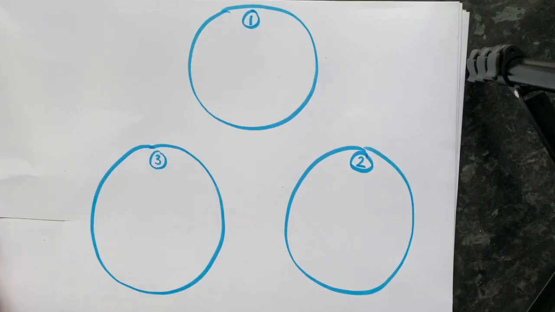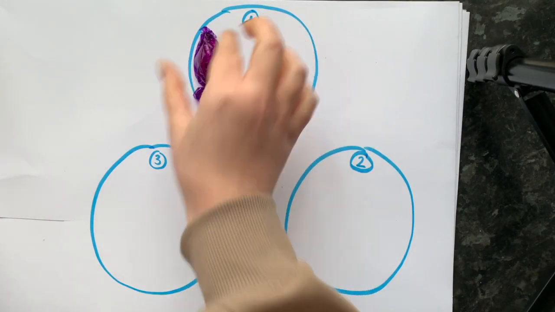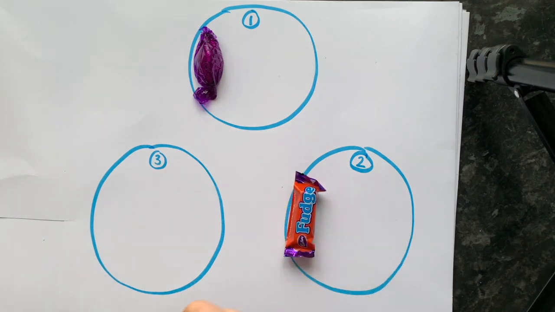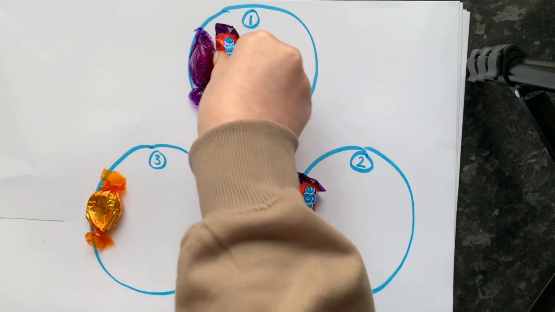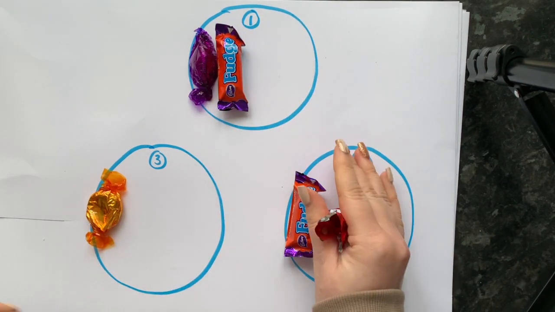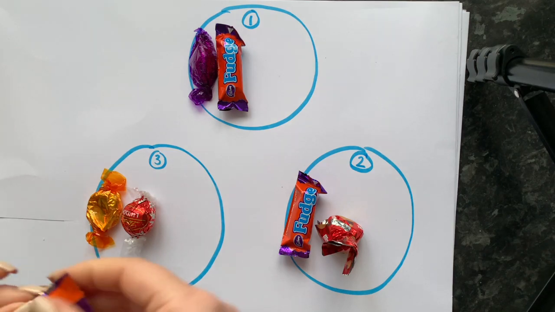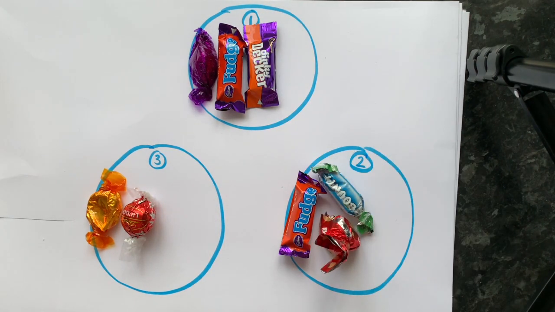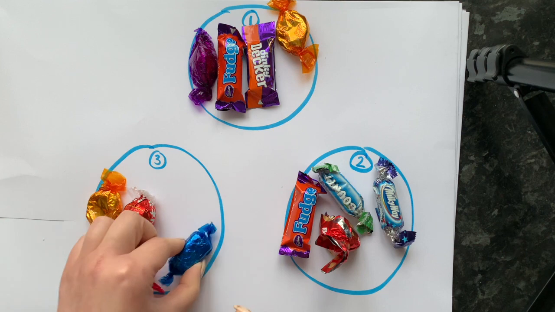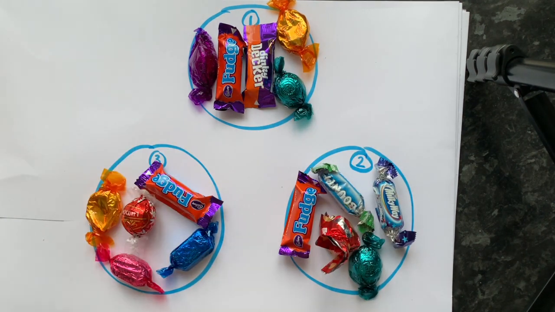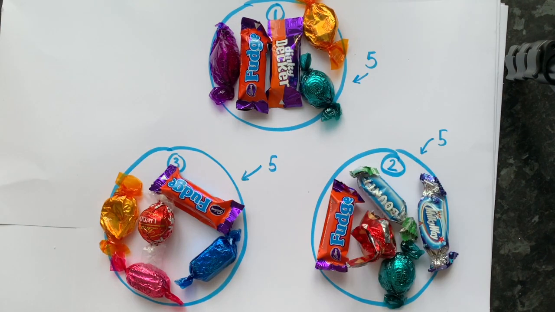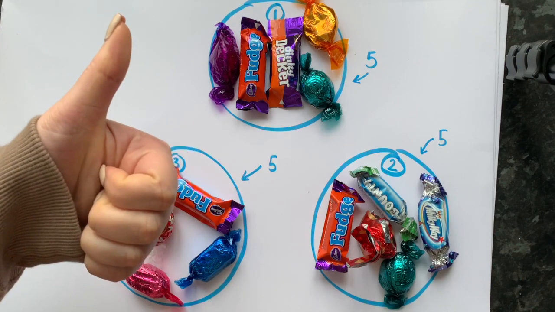Did it work when you tried to share it between 3 groups? I had a go, and I made sure again that I shared each of my chocolates between the groups 1 at a time so that I made sure it would be fair and equal. It worked. I could share 15 between 3 groups and I had 5 in each group.